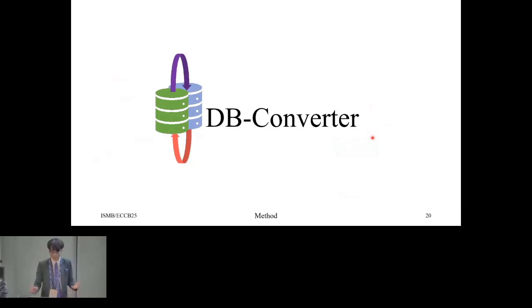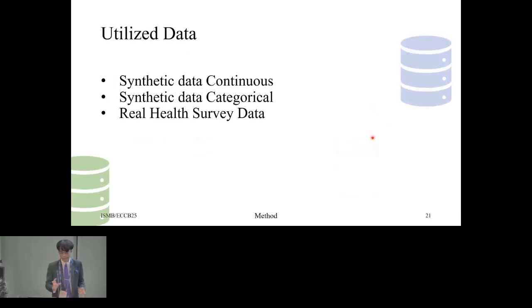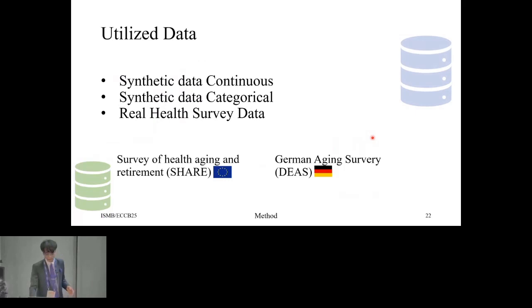To do this work, I work with synthetic continuous and categorical data, and also some real health survey data, because that's what I personally am interested in and my PhD is focused on. We used one from the EU, the Survey of Health, Ageing and Retirement in Europe, and one from Germany, the German Ageing Survey. If you pay attention to the names, you see the ageing in both of them. Both are trying to measure some health aspects of ageing populations, but they use different questionnaires and different data formats.